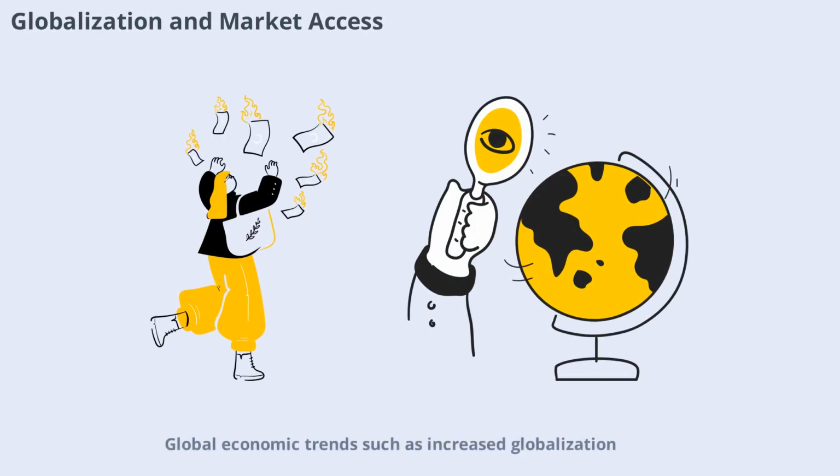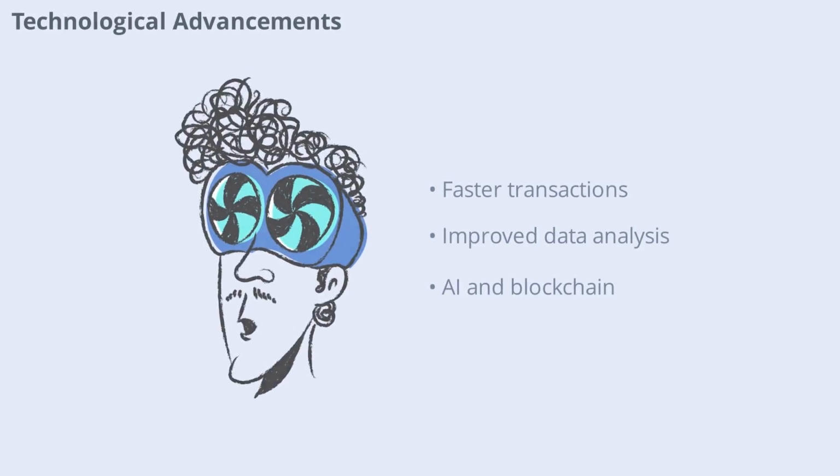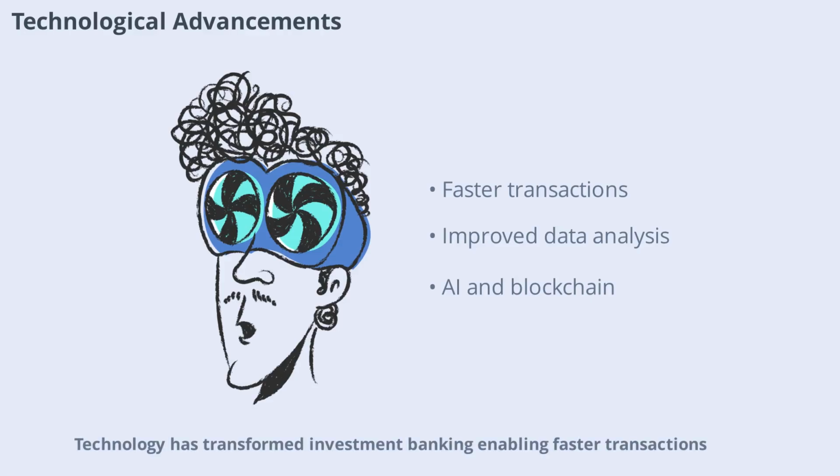Global economic trends such as increased globalization have expanded the reach of investment banks. Banks now operate in multiple markets, navigating diverse regulatory environments and economic conditions. This globalization brings both opportunities and challenges, as banks must adapt to shifting trade policies, currency fluctuations, and geopolitical risks. Staying attuned to global trends allows investment banks to offer clients a broader range of services and access to international capital.